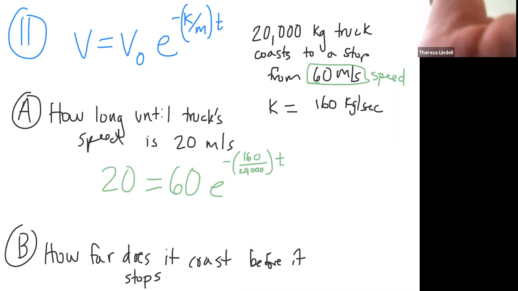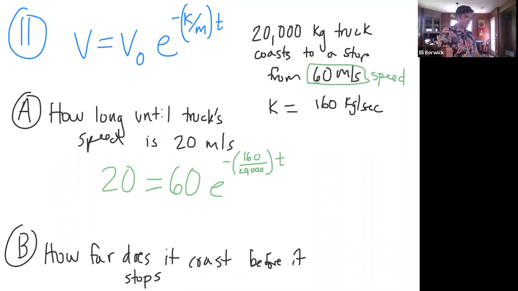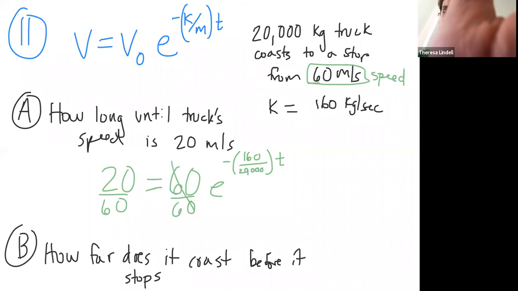So part A is actually not too terrible. It's almost kind of like a half-life thing once you get everything plugged in there. Is that okay for everybody? Yeah. So we're going to divide both sides by 60. And I know that 20 divided by 60 is a third. So that's going to be 0.33 repeating.